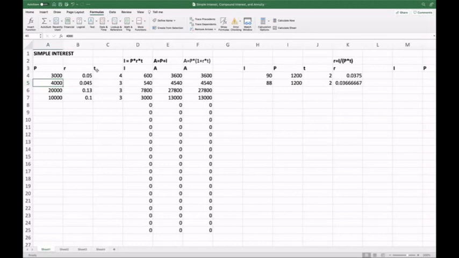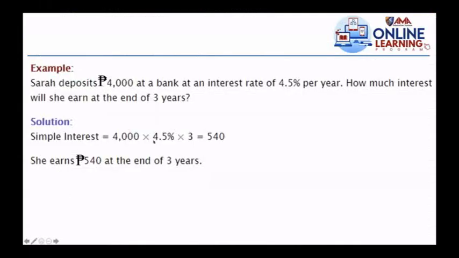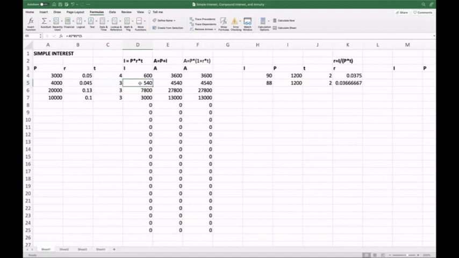Now, if you use Excel file, P, R and T are the given. You want to find this, right? The I and the A. So just plug in 4,000, 0.045, right? The decimal of 4.5% is 0.045, and then 3. And then create the formula. Since I already created it, that's why we have the answer. So there. A5 asterisk B5 asterisk C5.